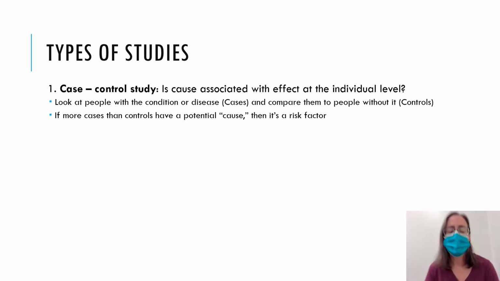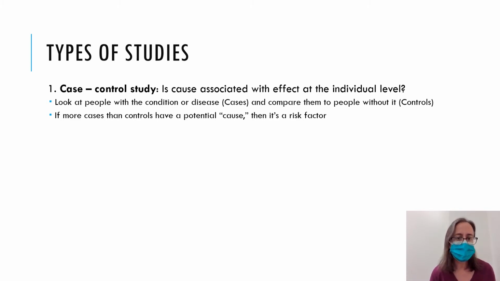All right, so in order to answer those questions, we are going to use different types of studies. A case control study is going to help answer that first question, which is, is the cause associated with the effect at the individual level? Cases are people who have the condition, controls are people who don't. So we're going to look at people who have the condition or disease, the cases, and compare them to the people without and see what's different between them.